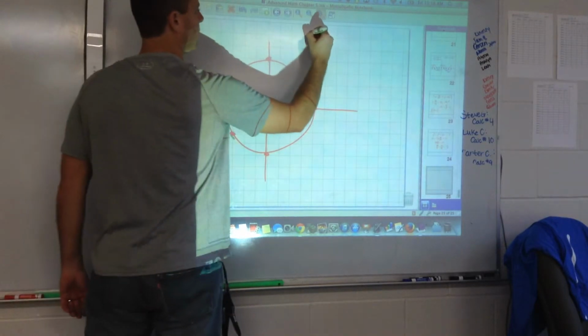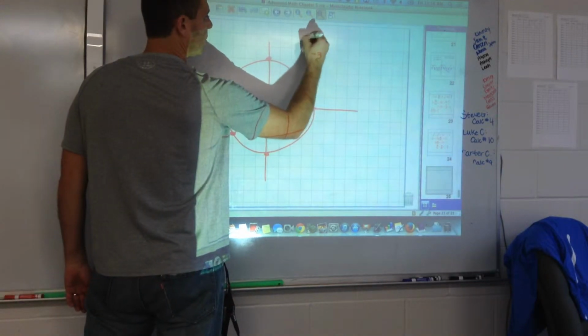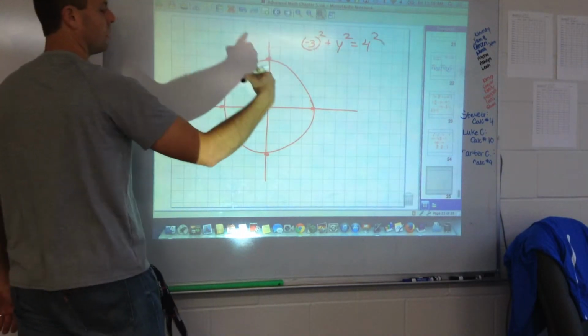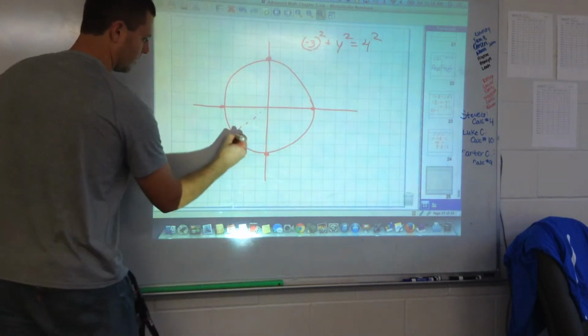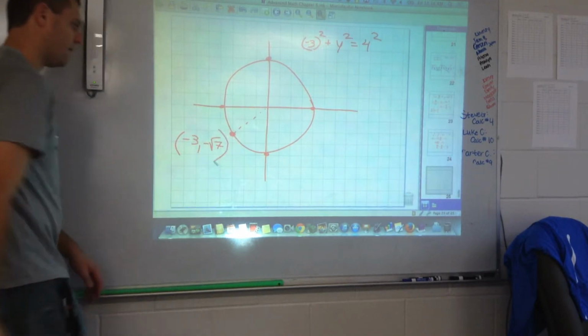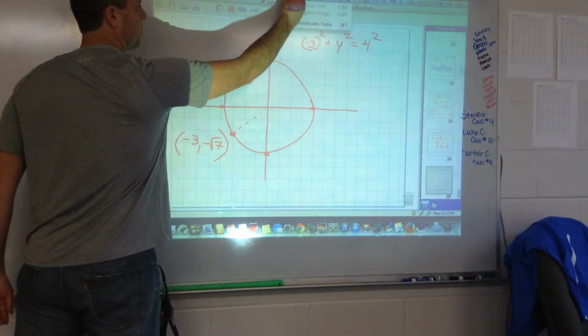Alright, so let's say we wanted to find the slope back here at negative 3, comma, well, I can tell you what that would be, because if this is 4, let's see, negative 3 squared plus y squared, that's equal 4 squared, 16 minus 9 is 7, so y is the square root of 7. So, negative 3, comma, negative square root of 7. This is the coordinate right here on the circle. So it would be 3 over the square root of 7? Oh, it's negative. Well, oh, because it's negative 7. Never mind, yeah.